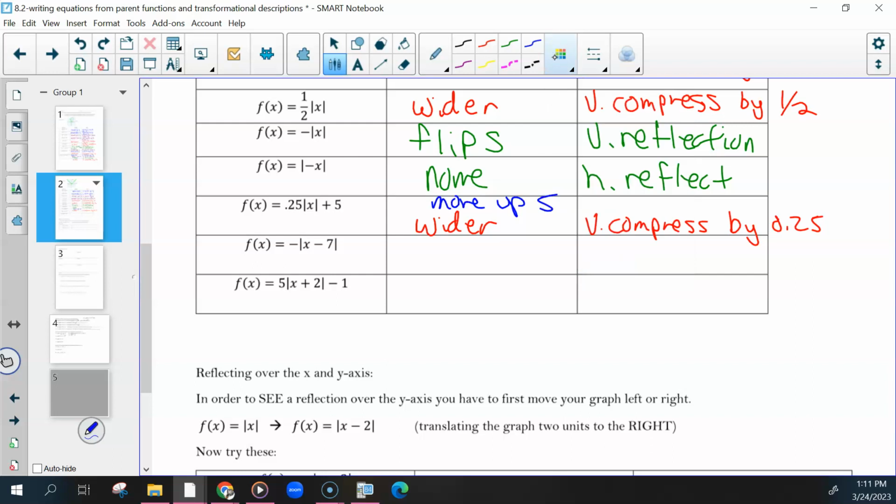You can either say 0.25 or 1/4, either or doesn't matter. And the other? What direction? By how much? 0.25, yes. Look at the next one. Try that one.